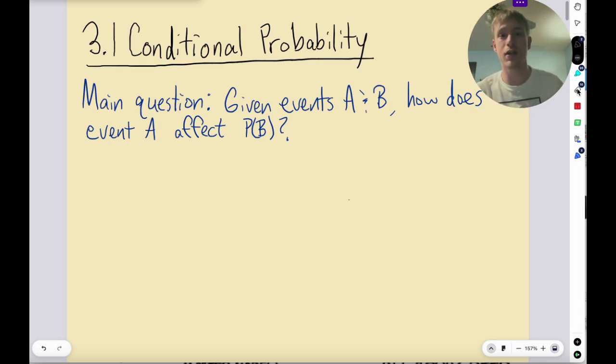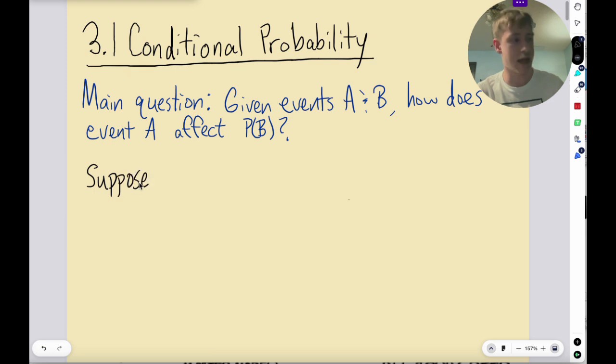So this section is on conditional probability, which is an extremely important concept. And the main question that we want to ask in this section is, given events A and B, how does event A affect the probability of B occurring? So we're going to establish what independence means mathematically, and we're going to use that for a lot of important theorems later on. Okay, so to motivate this definition of conditional probability, let's look at the following example.